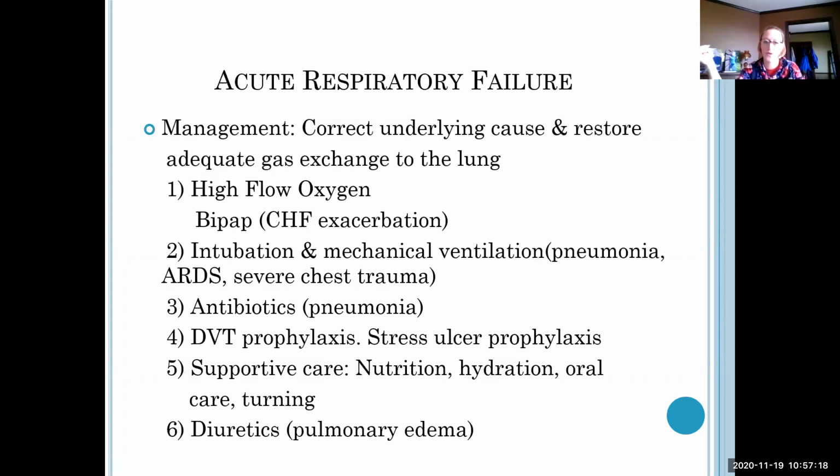Correct the underlying cause, restore adequate gas exchange to the lungs. So they might potentially need high flow oxygen, BiPAP, especially useful with our CHF exacerbation. And then intubation and mechanical ventilation if it's severe enough: pneumonia, ARDS, severe chest trauma. Antibiotics for pneumonia, DVT prophylaxis and stress ulcer prophylaxis to hopefully prevent either PE or aspiration to prevent respiratory failure. Supportive care: nutrition, hydration, oral care, turning that we've mentioned, diuretics for cases of pulmonary edema.